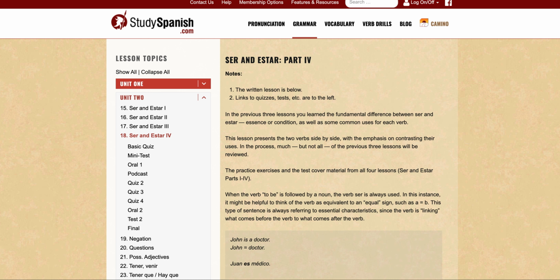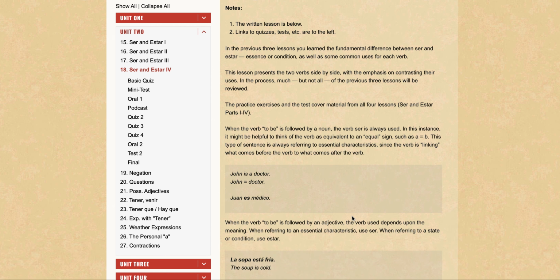Today we're going to start with section 18. Alright, so let's go through this. In the previous few lessons we learned the fundamental differences between ser and estar, the essence or condition.